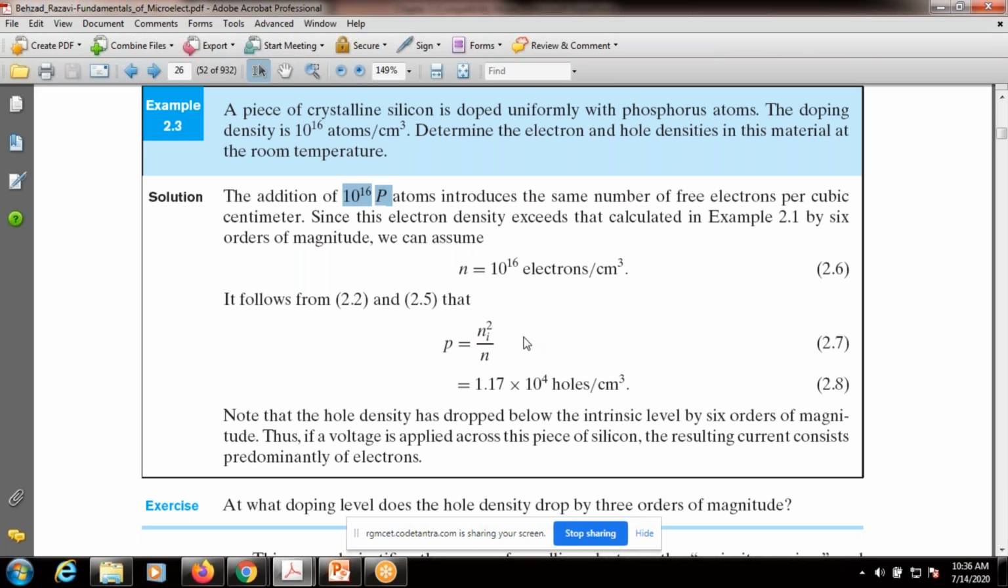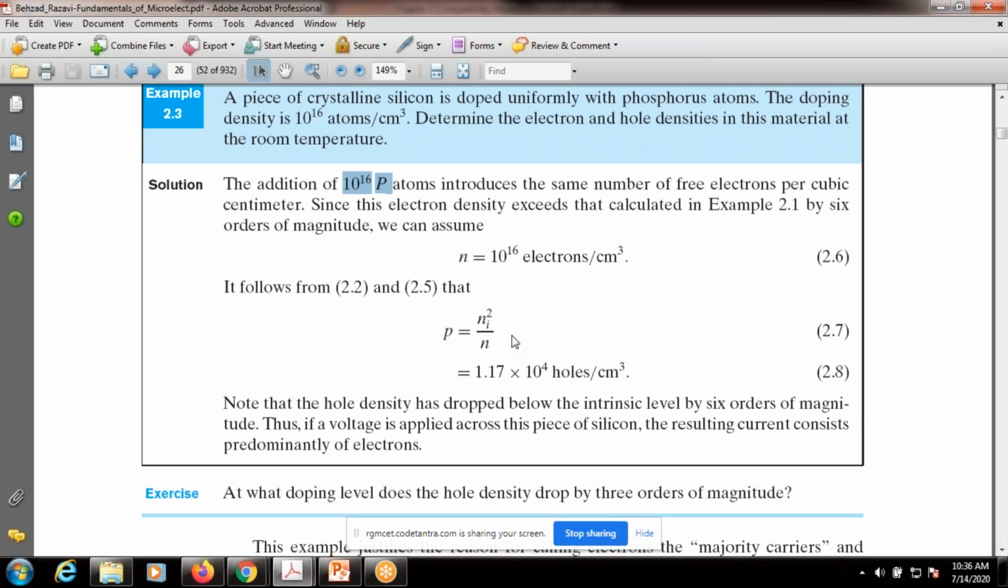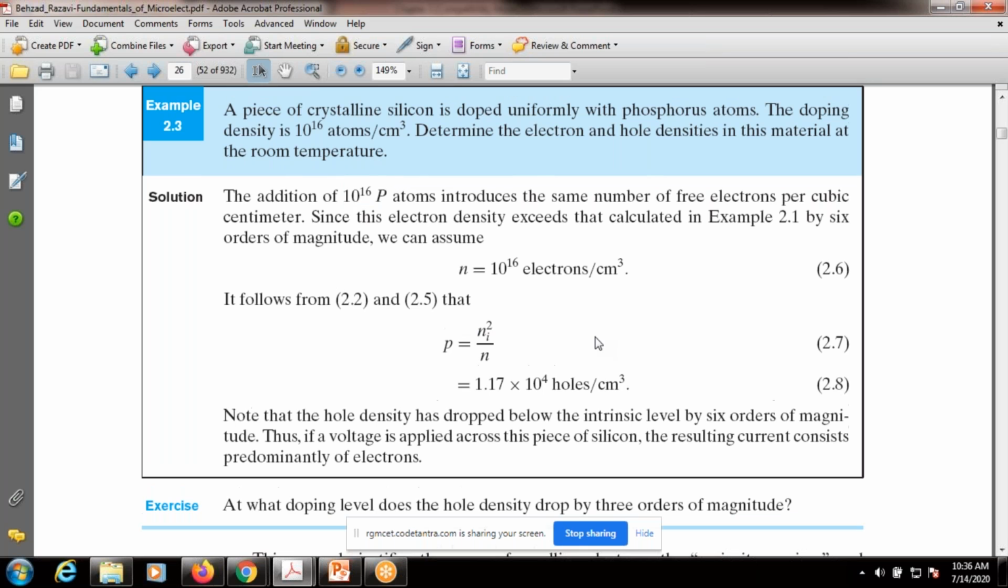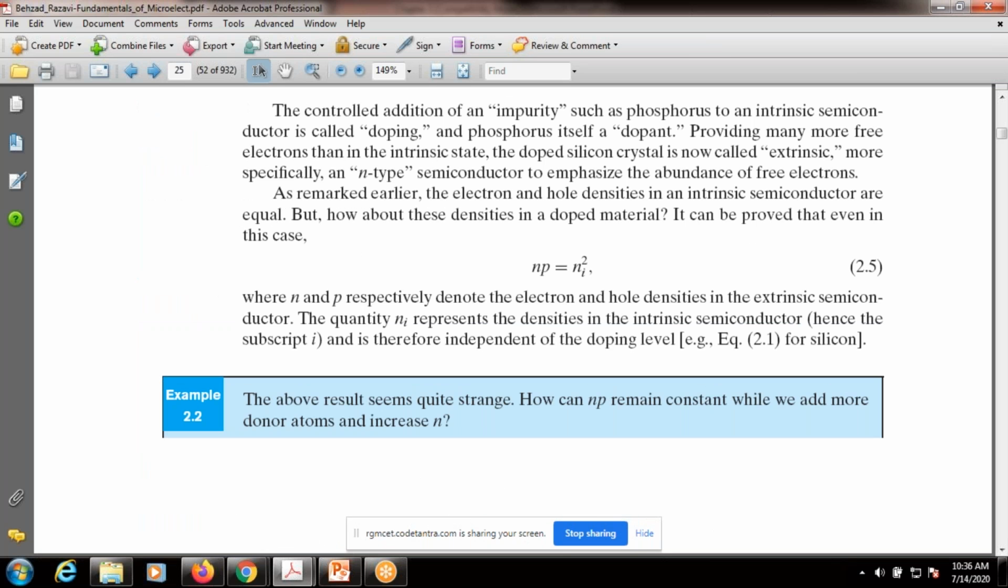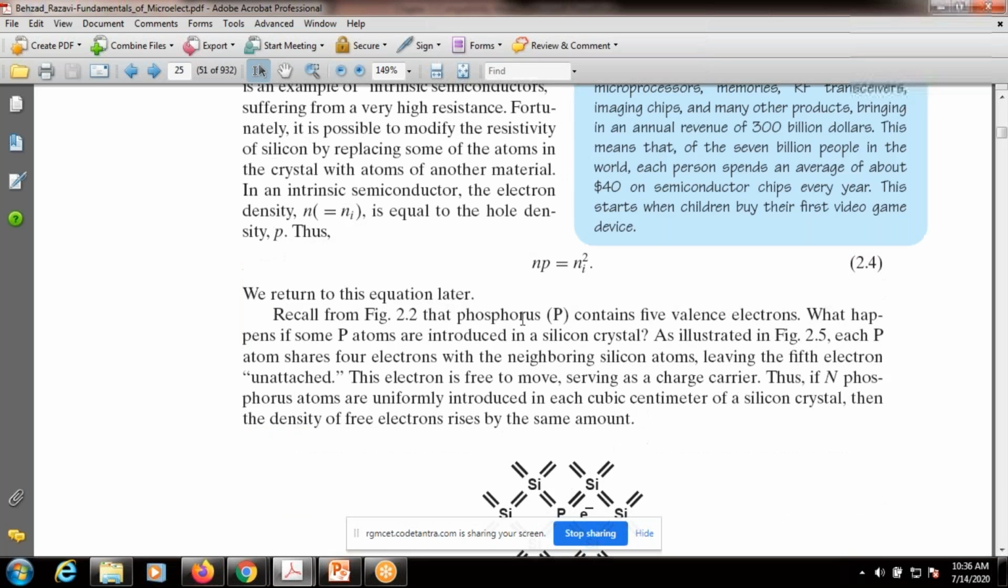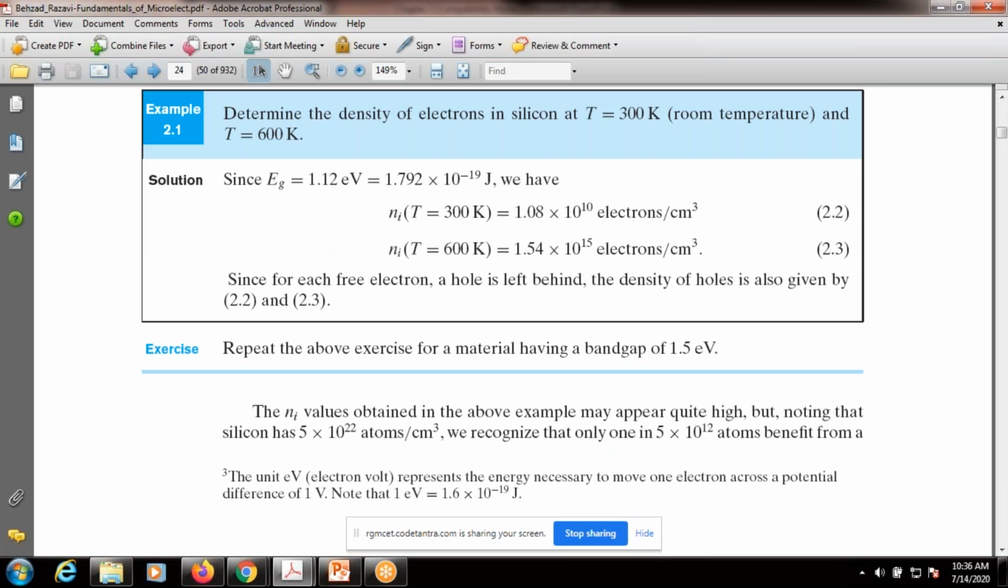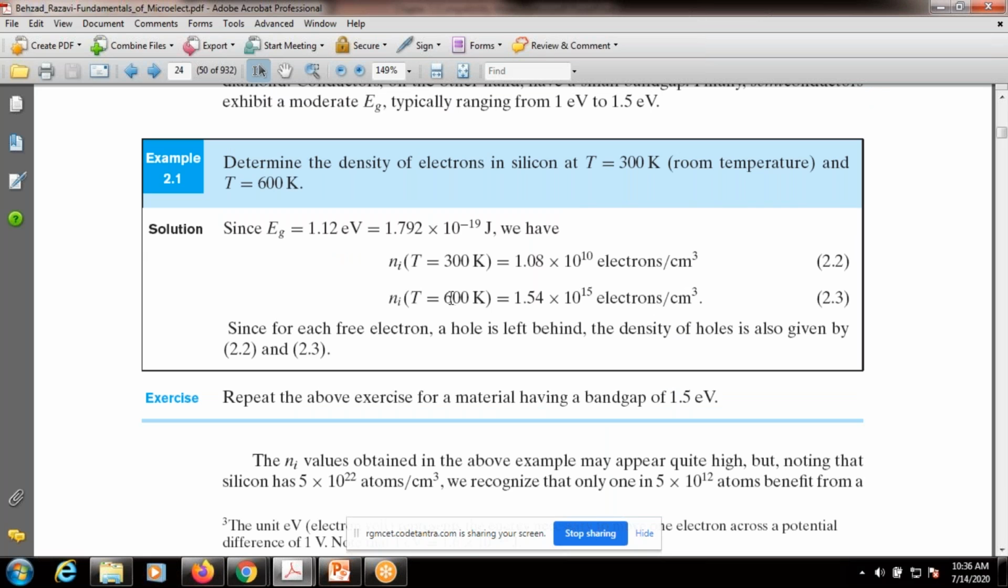Now, according to the mass action law, n into p is equal to ni square. Already we know the ni square at room temperature. The problem here is to determine the electron and hole densities in this material at room temperature. We go back to the previous problem. This is the previous problem.